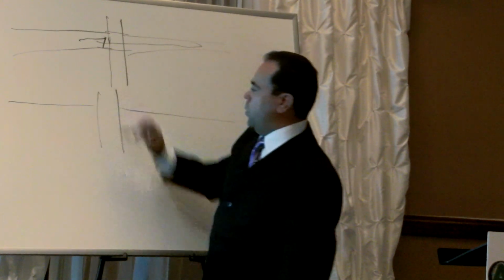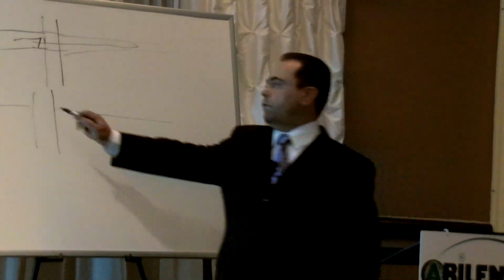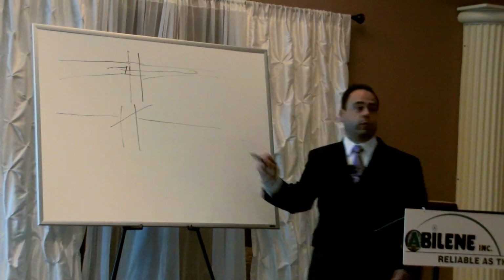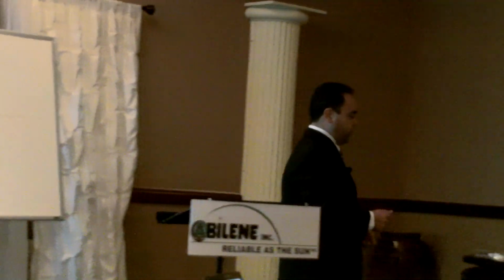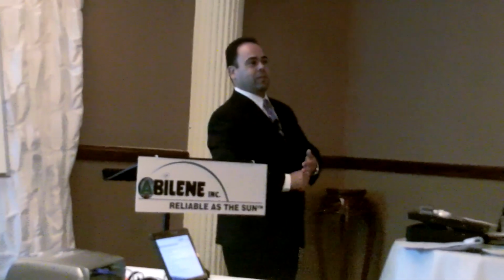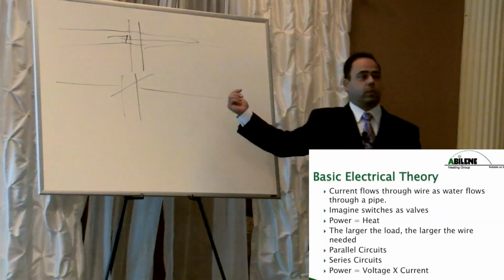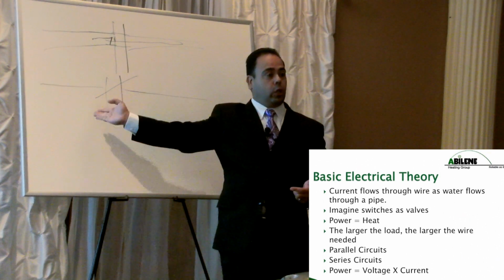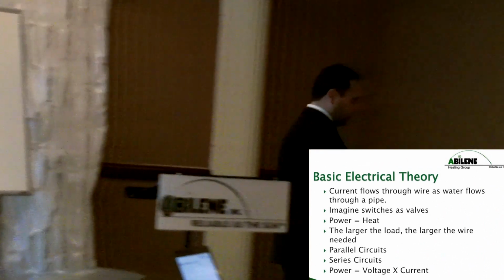When the circuit is open, current won't flow through the circuit. When we close that circuit, current will flow through the other side. So it's a simple switching mechanism. That's the only difference when you're thinking about it. Closed is on, open is off. Imagine switches as valves. That's exactly what I just talked about. A switch is just like a valve. When a switch is closed, current flows through. When the switch is open, current will not flow.